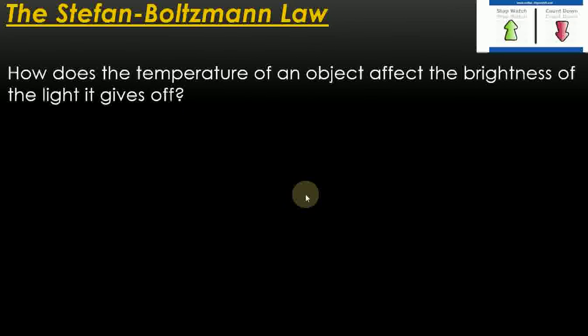Okay, so we started off by thinking about how the temperature of an object can affect the brightness of the light that it gives off. So this is an equation called the Stefan-Boltzmann law, and it tells us that the hotter an object is, the greater the amount of light it gives off.